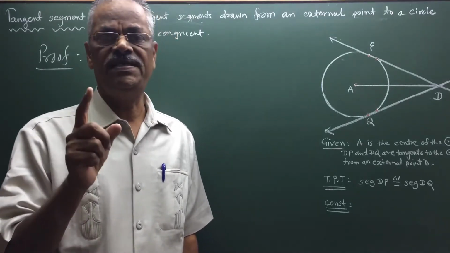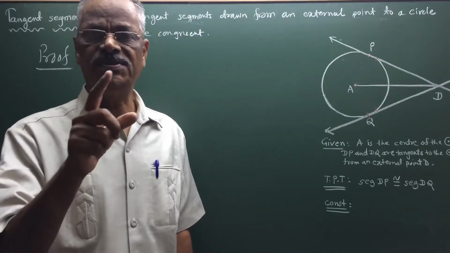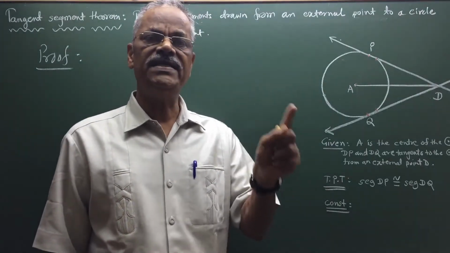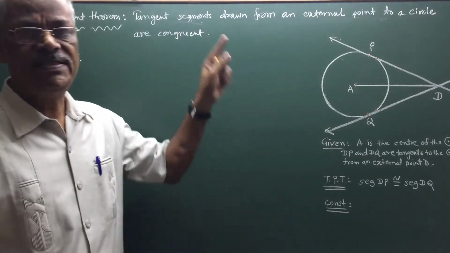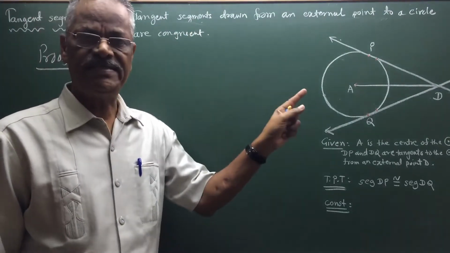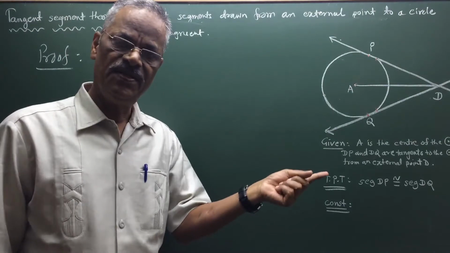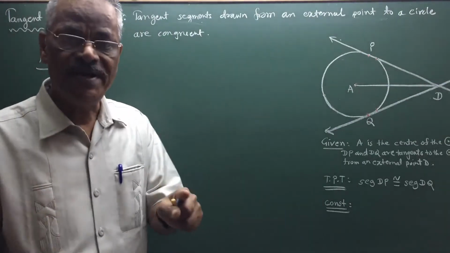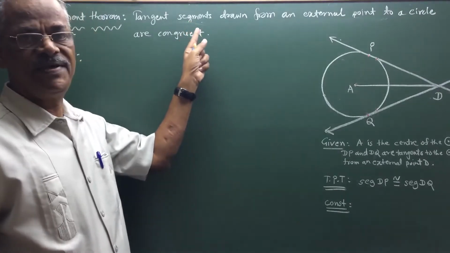Today, let us see a theorem from the circle topic. The name of the theorem is the tangent segment theorem, and the statement is: when we draw tangents to a circle from an external point, they are congruent. That is the statement.